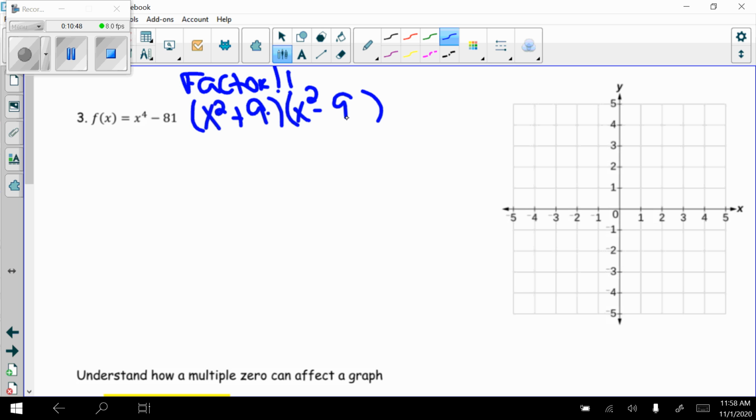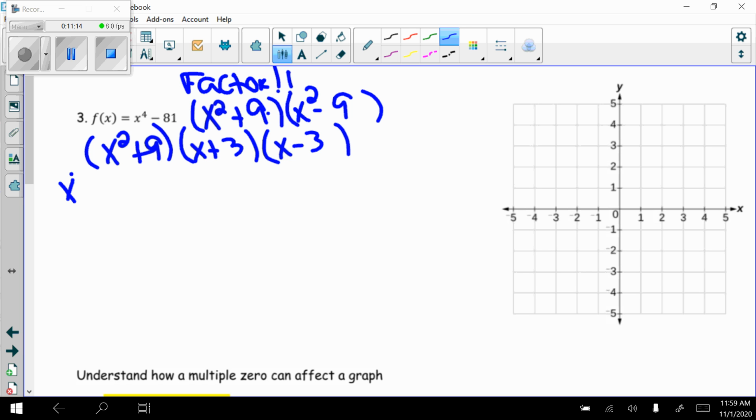But yet again, what did we create? X squared minus 9 is another difference of squares. So I still have this x squared plus 9 here. X squared minus 9 factors to another set of parentheses, the square root of both of those, so I get an x plus and an x minus. The square root of 9 is 3. These are my zeros. X squared plus 9.